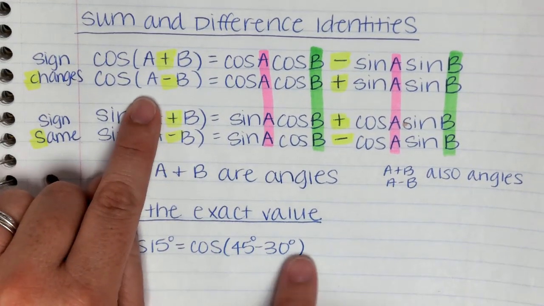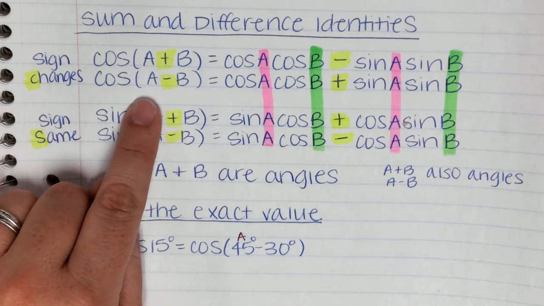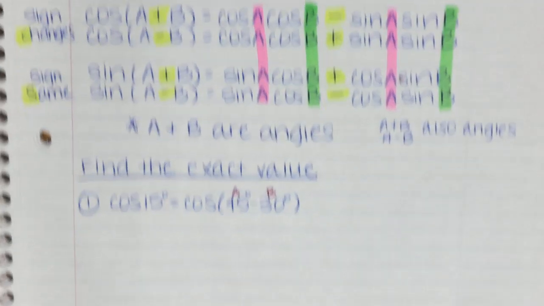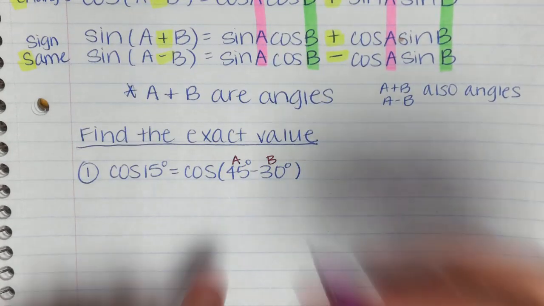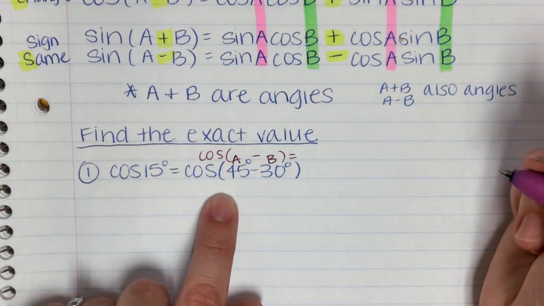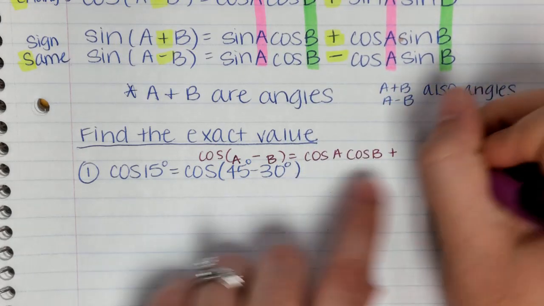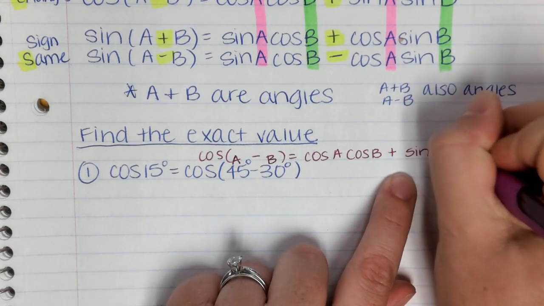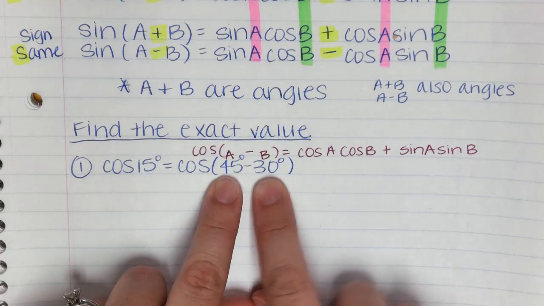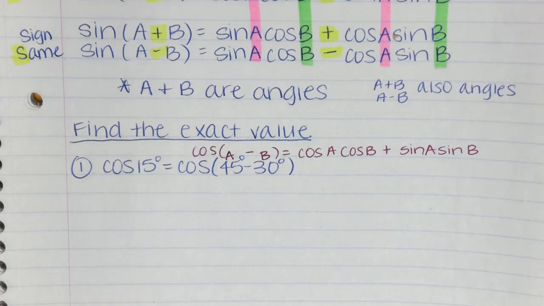Which angle is my A? That's the 45 is the A. And which angle is the B? The 30 is the B. Right? So we're thinking, okay, the cosine of A minus B is equal to cos A, cos B, change to a plus, sine A, sine B. But instead of A's and B's, we're going to plug in these 2 angles. So everywhere you see an A, you're plugging in a 45, and everywhere you see a B, you're plugging in a 30. So let's try that.